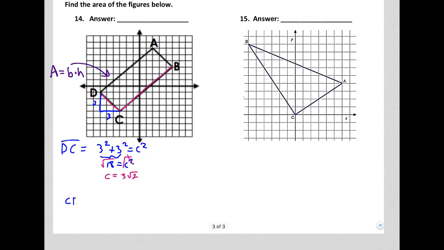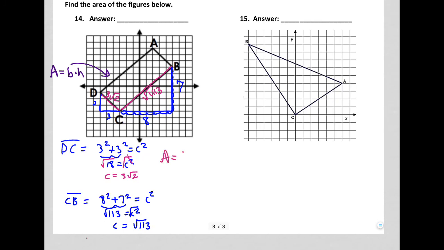And then we also have to find CB. So now I'm going to do CB, and if I make the triangle for that one, that side there, let's see, I have 1, 2, 3, 4, 5, 6, 7. Side length of 7 there. 1, 2, 3, 4, 5, 6, 7, 8. An 8 there. So that's 8 squared plus 7 squared equals c squared, and that is equal to 113 equals c squared, so that CB is just equal to square root of 113. So we basically know that this side, DC, that is 3 radical 2. And then this side is the square root of 113.